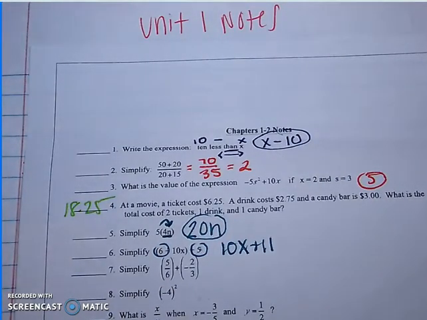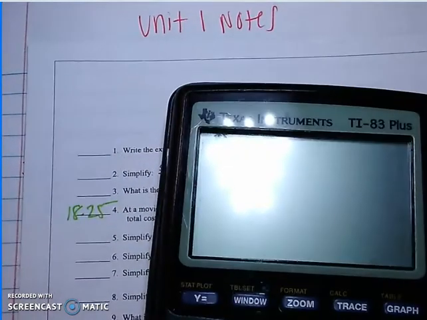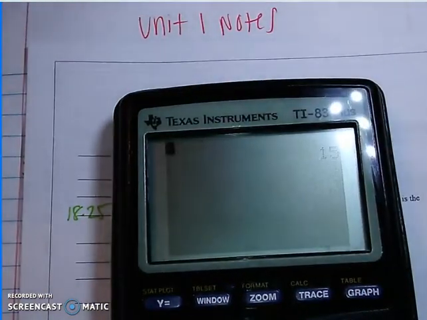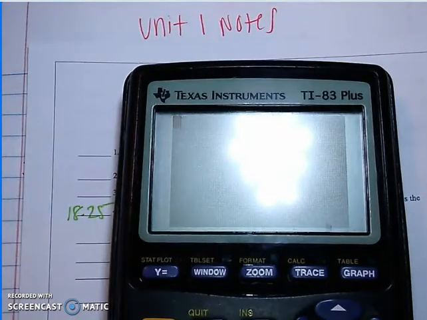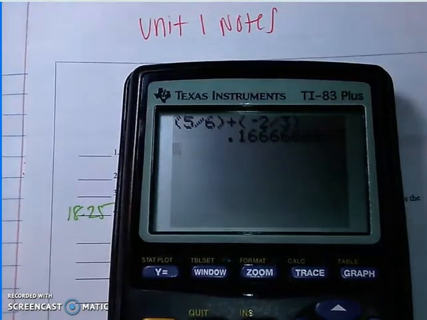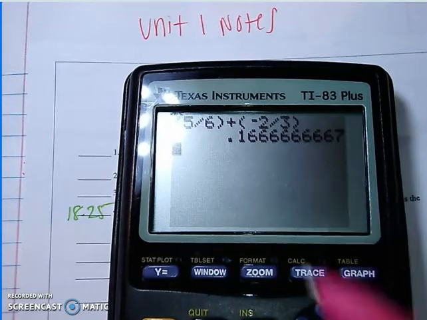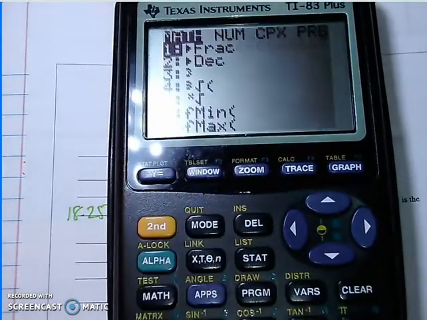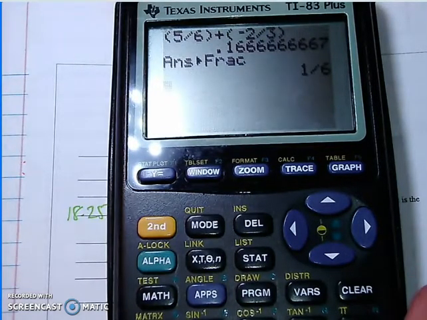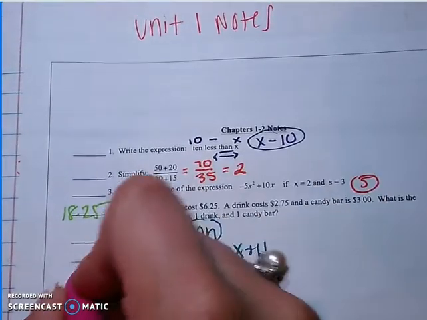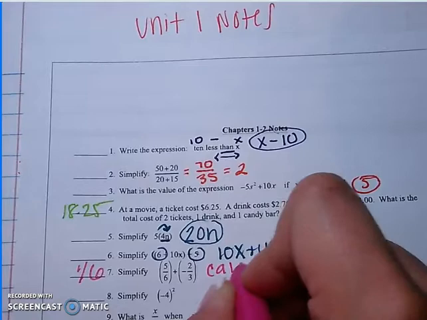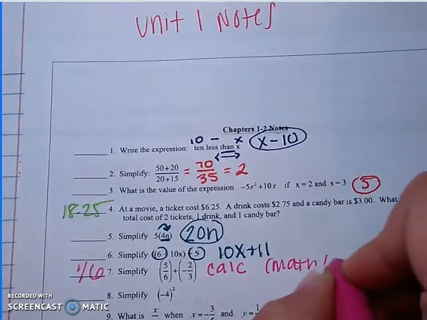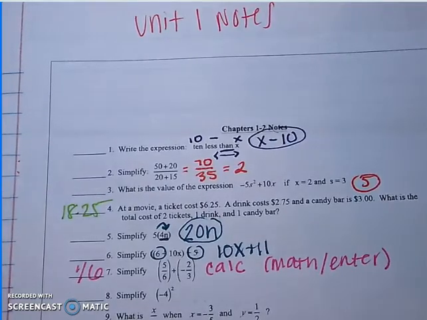In number 7, you can obviously use your calculator for that. I just want you to pay attention to what it should look like once you're in there. The biggest thing to remember in the calculator when you're dealing with fractions is to put them in parentheses. So parentheses 5/6, and I'm adding to it a negative 2/3, which is hard to see there, sorry. Okay. Now, it's giving me a decimal. To turn it into a fraction, I click this math, and then enter, enter. Okay. So then that's 1/6. Okay, and so you might want to write calc and then math and enter to make sure that you remember to turn it back into a fraction.